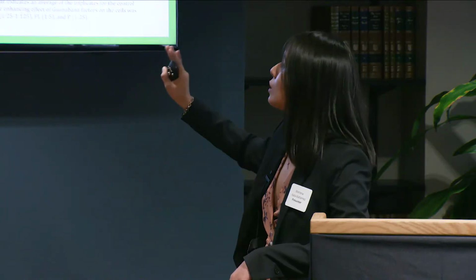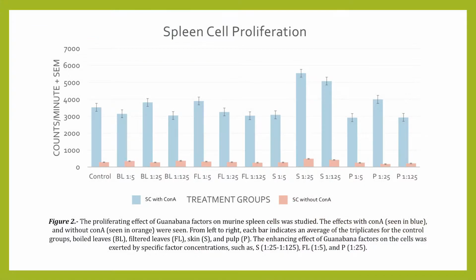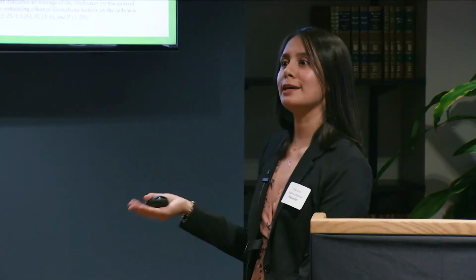We were super excited. And then we took a look at spleen cell proliferation. So I want you guys to focus on the ones that are blue and compare the first one, which is a control, to the rest. In the spleen cells, we actually want to look for the inverse. We want to see an increase in the cell count. When looking at the data, we noticed that the skin factors actually showed a bit of proliferation. We saw that trend, and again, we got excited.